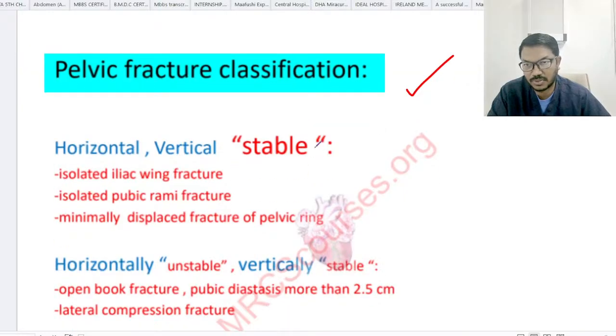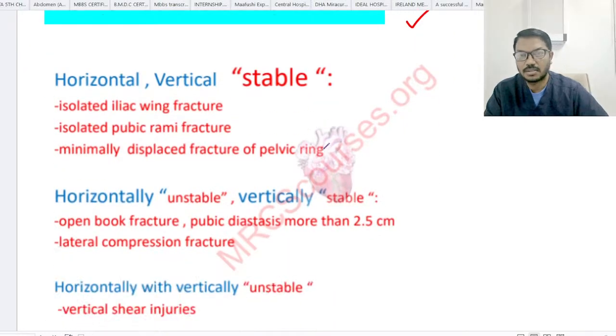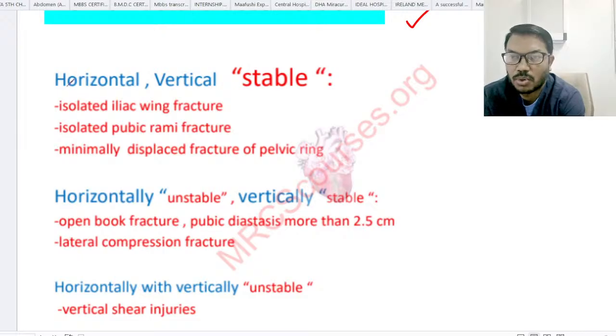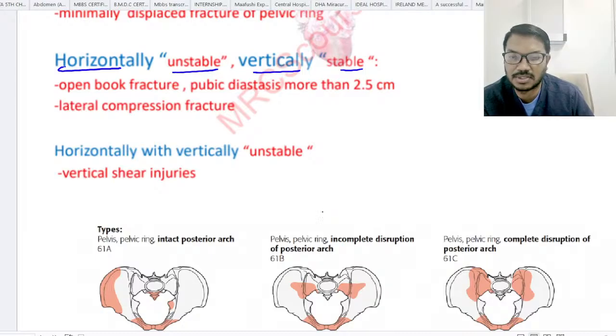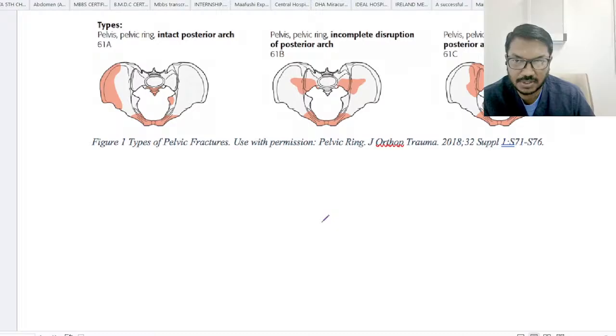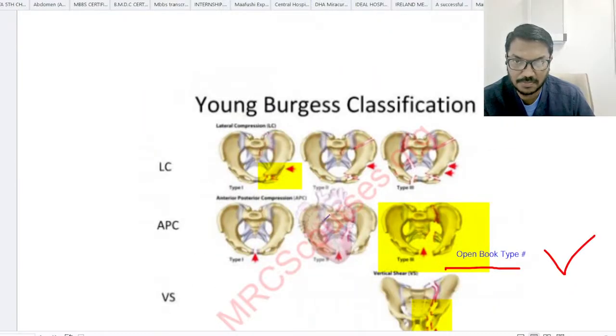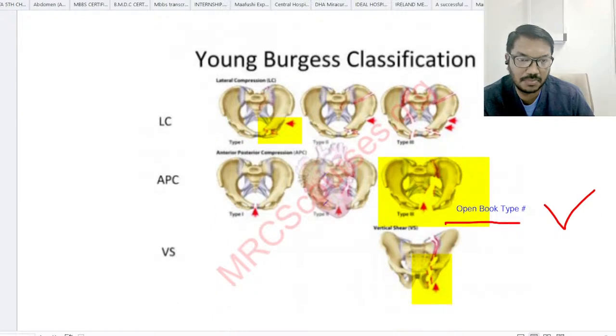Pelvic fracture classification. Just remember this: horizontal or vertical. This is a stable fracture. Horizontal, unstable, vertically stable. Not important. No need actually for this thing. Pelvic fracture for part A, no need. Young Burgess classification, no need.